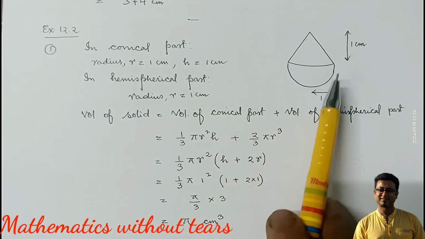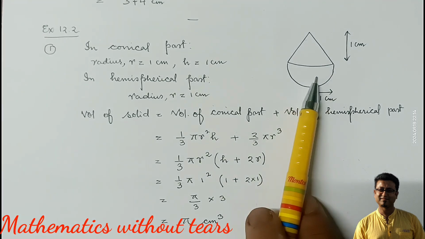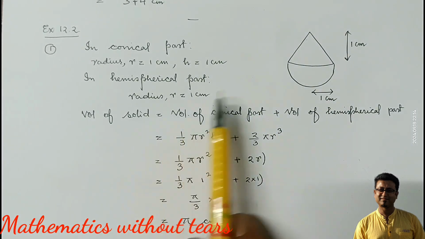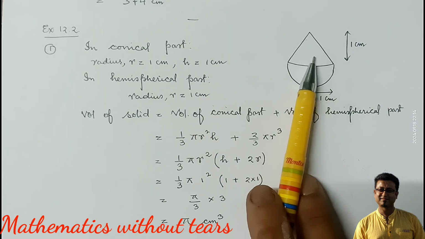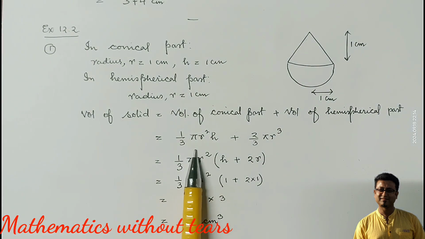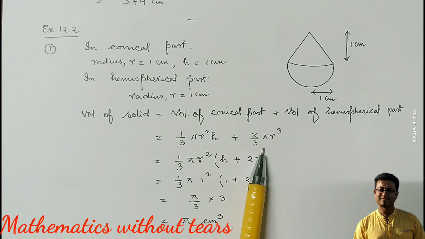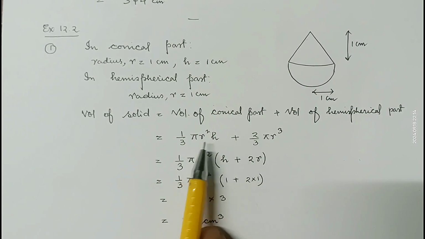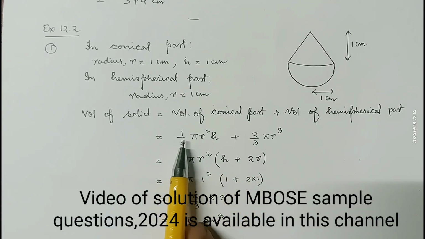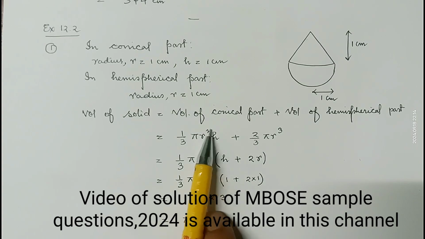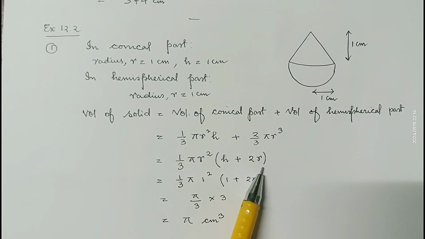Now we need to find the volume of the solid. Now here two figures are involved, one is cone, another is hemisphere. So volume of the solid is volume of the conical part plus volume of the hemispherical part. In case of cone, volume is 1 by 3 pi r square h, and in case of hemisphere, it is 2 by 3 pi r cube. Now from these two terms, I can take 1 by 3 pi r square common. So if I take 1 by 3 pi r square common, then from this term we are left with h, from this term we are left with twice r.